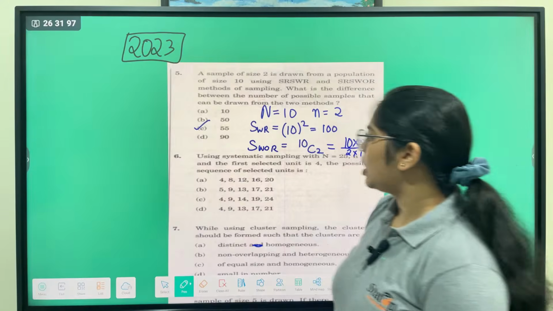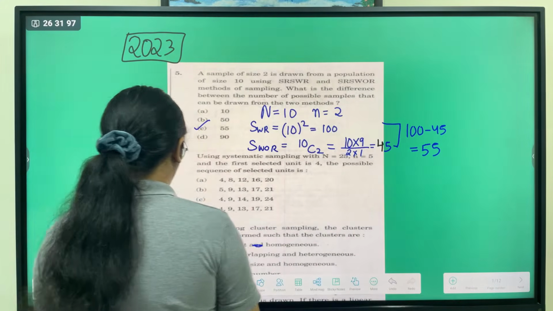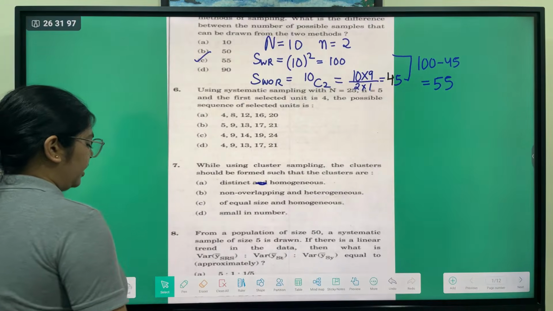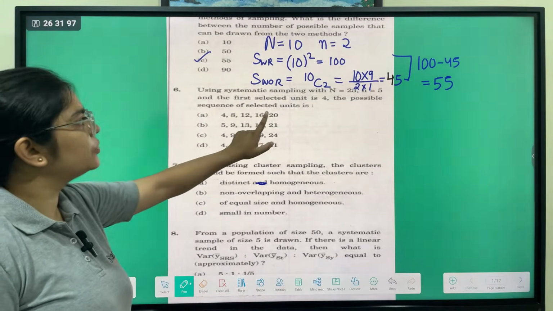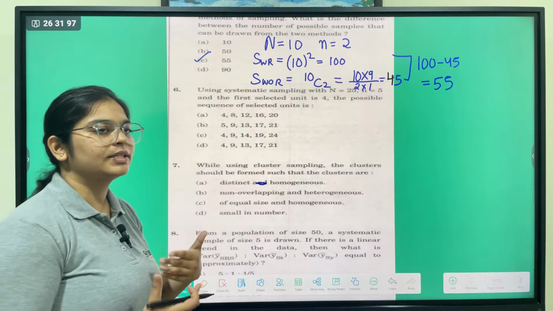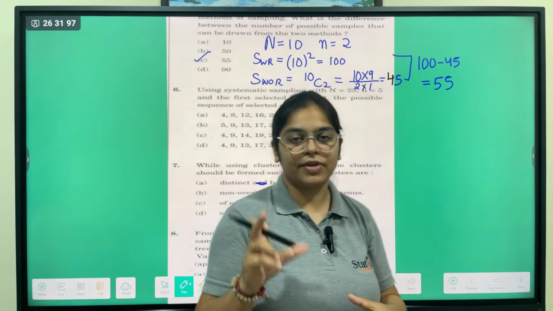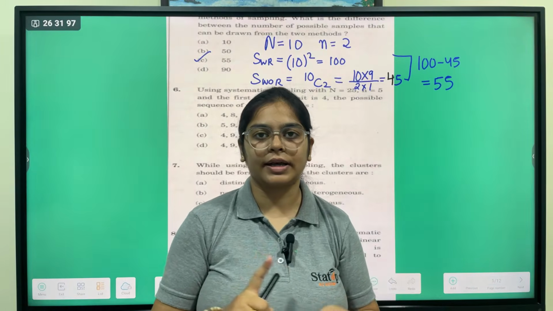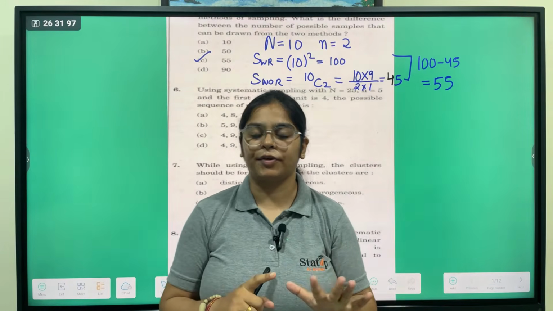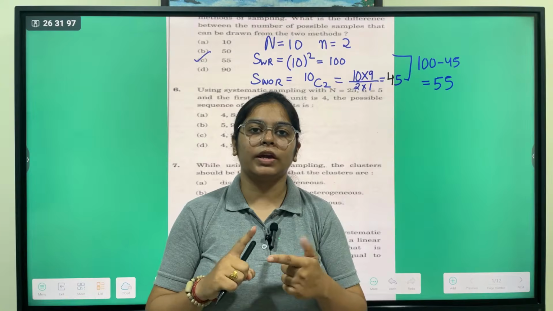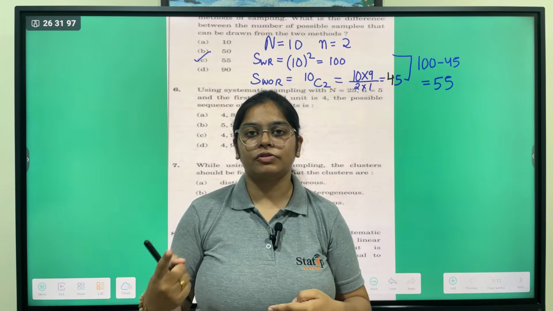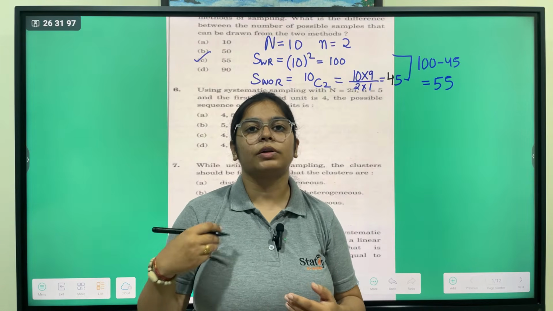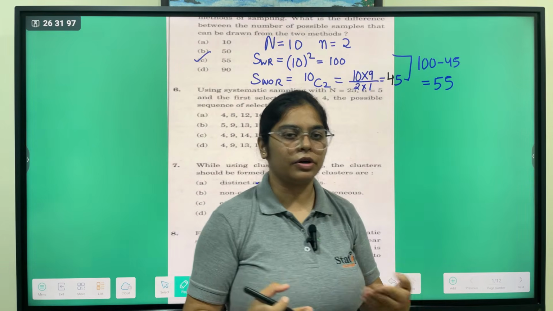Okay. Now moving towards the next question. Here they have given us that using systematic sampling. Now systematic sampling is we have a fixed number in between, and suppose I am taking the first unit as 1 and I have fixed the number as 5. So the second unit will be 1 plus 5, which will be 6. Then the third unit will be 6 plus 5, which will be 11, and so on. It will keep on going.